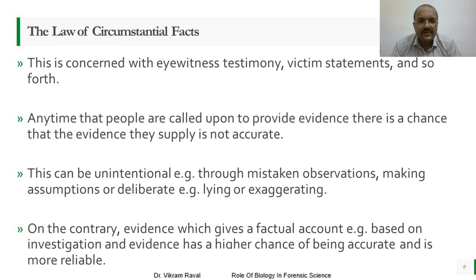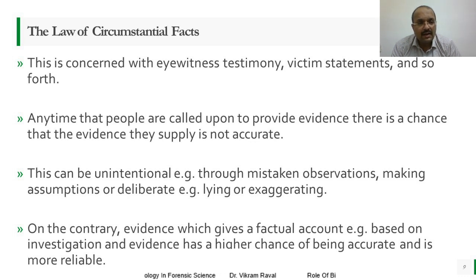Next comes the law of circumstantial facts. This is mainly concerned with all kinds of eyewitnesses who testify, the victims who give their statements, and so on and so forth. Anytime that people are called upon to provide evidence, there is a chance that the evidence they supply may not be accurate. Every time it will not be as good as they have given it previously. Many times what happens is, if a court is adjourned and the next dates are given, whatever statement is given by, say for example, a victim may not be the same. Some of the vital information may be missing.